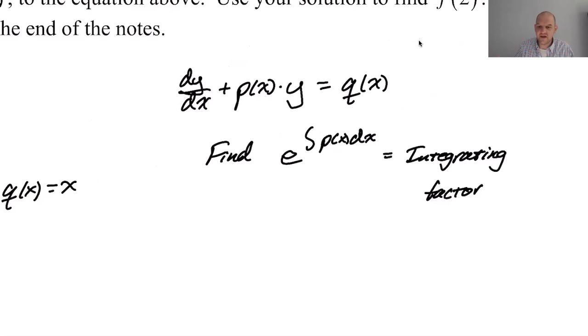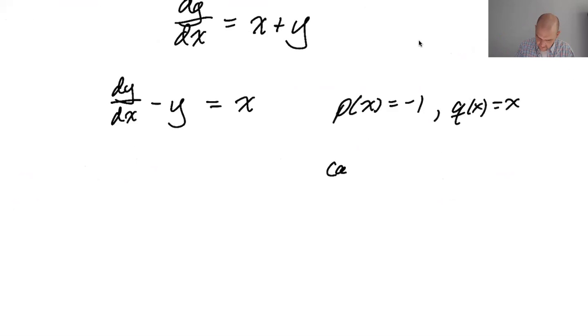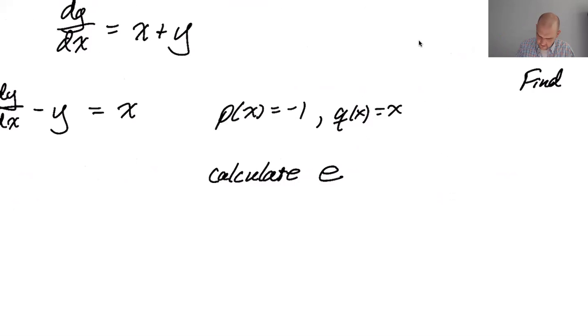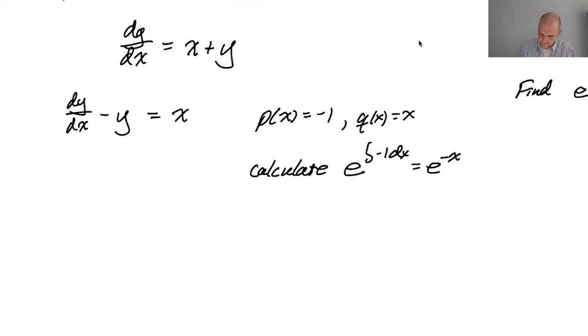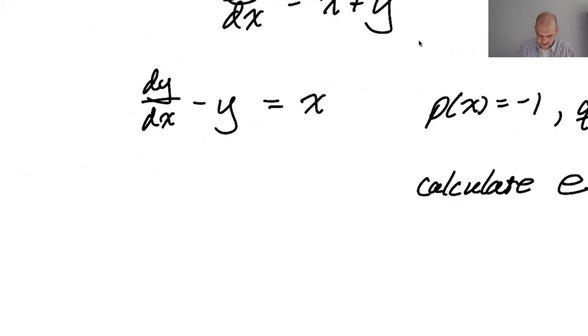After we calculate it, we're going to multiply through by the integrating factor, and we'll see what happens. So first, let's calculate our integrating factor. We're going to calculate e to the integral of -1 dx, which is e to the negative x. You don't do plus c's on this, just e to the negative x. Okay, so this is our integrating factor, and we want to multiply both sides of our differential equation by it. So we're going to multiply both sides by e to the negative x.